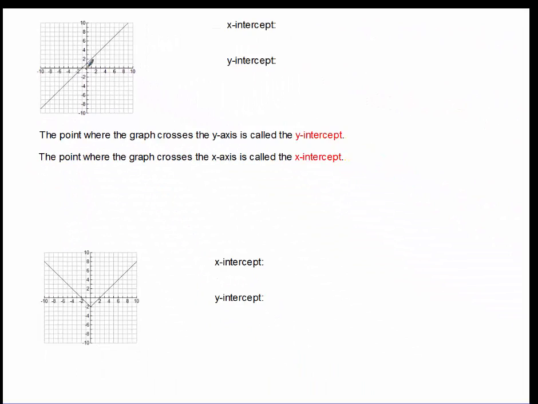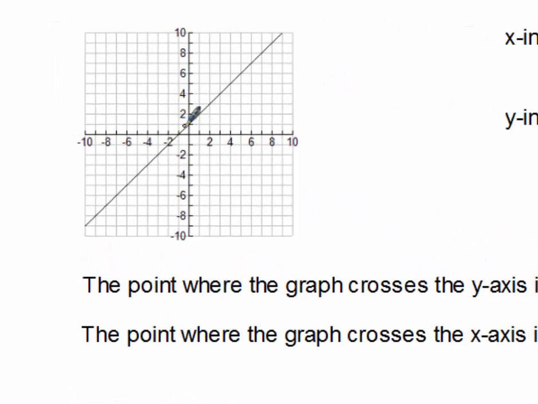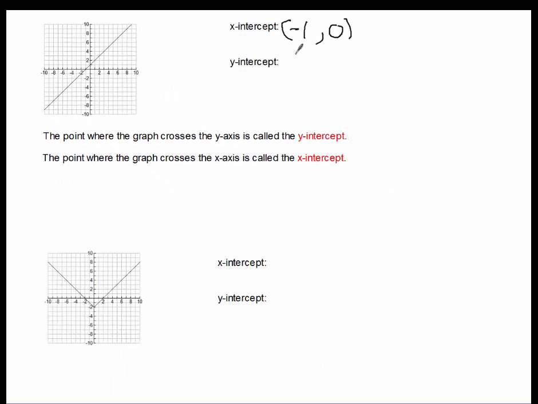If we look at the graph here, for the x-intercept, it's this point where it's crossing the x-axis. If we write down the coordinates, x is negative 1, sorry, and y is 0. And for the y-intercept, where it crosses the y-axis, the x-coordinate is 0 and the y-coordinate is 1. So again, where it crosses the y-axis is the y-intercept, and where it crosses the x-axis is the x-intercept.